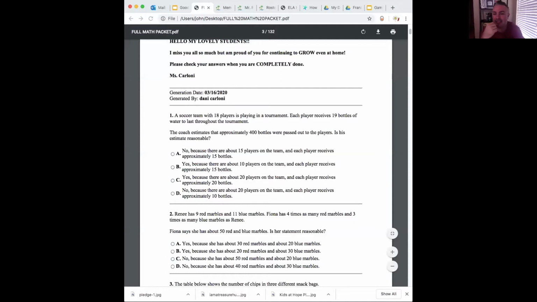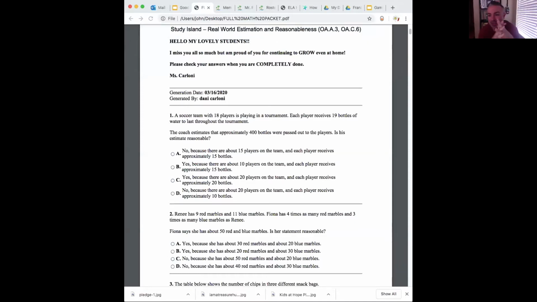This is our actual one that we have to do. All right, so let's share it. Okay, a soccer team with 18 players is playing in a tournament. Each player receives 19 bottles of water to last throughout the tournament. The coach estimates that approximately 400 bottles were passed out to players. Is his estimate reasonable?